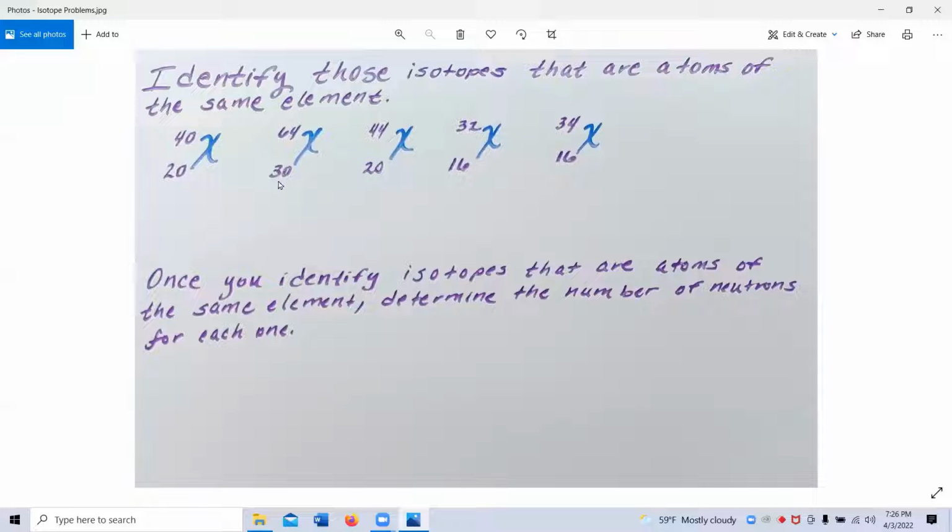If you look at the second element, it has an atomic number of 30, and none of the other ones have an atomic number of 30. So basically, you can easily say that this one is not an isotope. So you can cross it out. Easy as that. Now, once you identify the isotopes that are atoms of the same element, you need to determine the number of neutrons for each one.